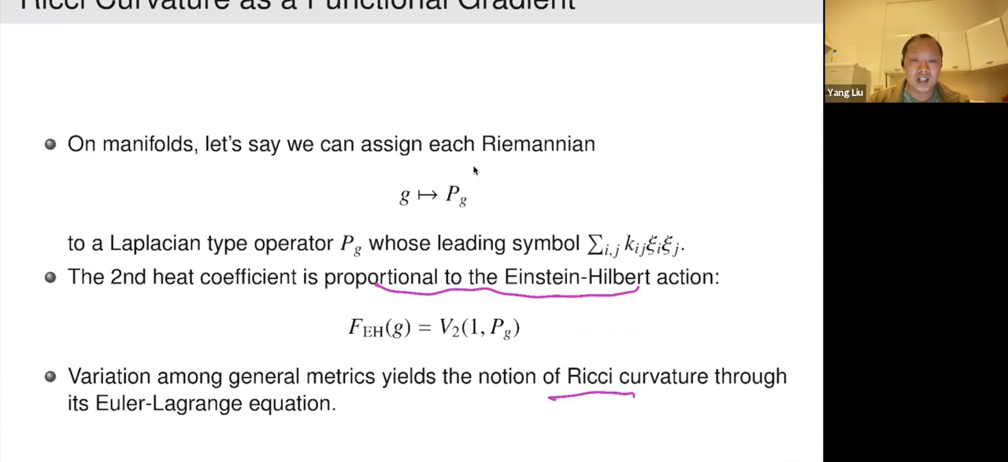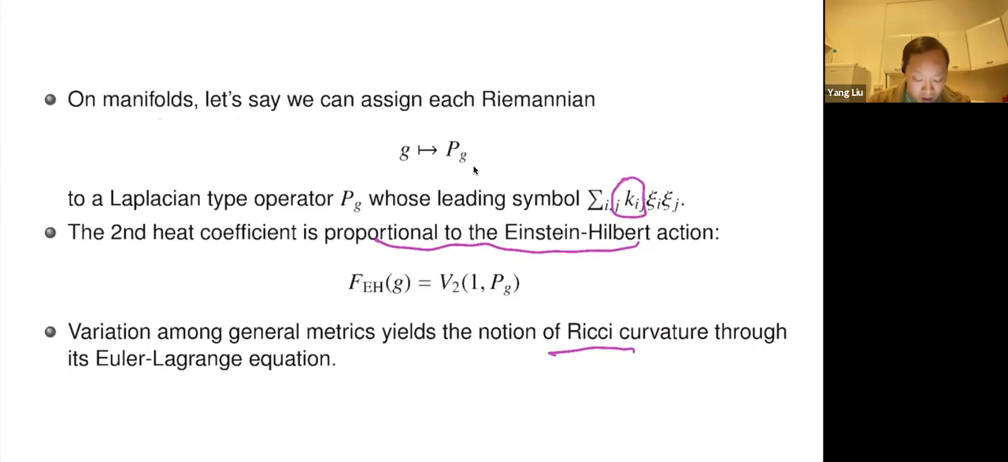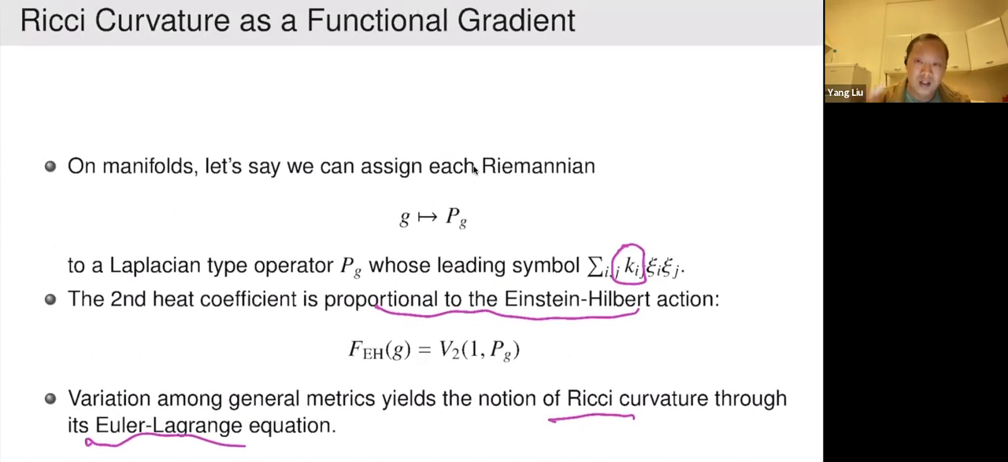The classical result says that if you only do variation inside a conformal class of metrics, then the derivative will be the scalar curvature. But here, since we are allowing general K_ij, if we can do variation for a general metric, this Euler-Lagrange equation will contain the Ricci curvature, in which we can find the corresponding part for the Ricci curvature. That's one of the long-term plans and motivations for why I want to compute this second heat coefficient.